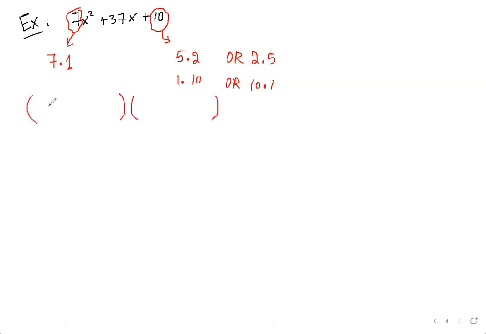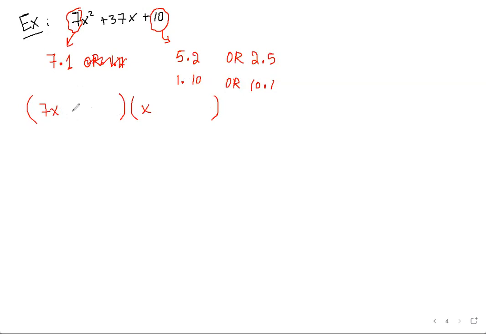For the first parentheses, we have 7x. Second parentheses, we have x. Again, it doesn't matter. We don't have to write 1 and 7. For the first term, we don't have to write it, but for the second term, it matters if we flip it or not. So we have 7x and x. Now let me try the first one.